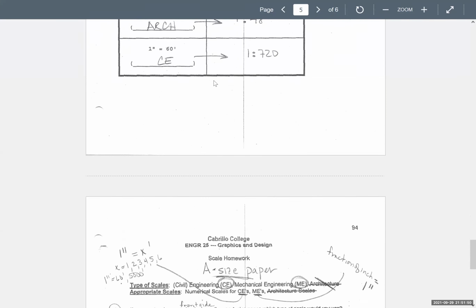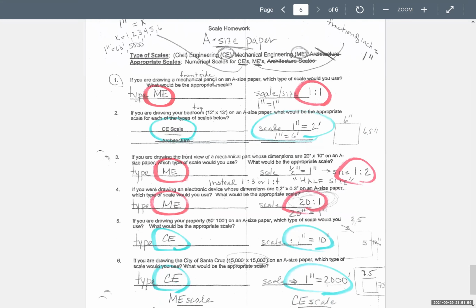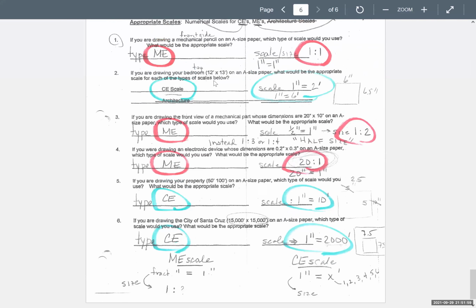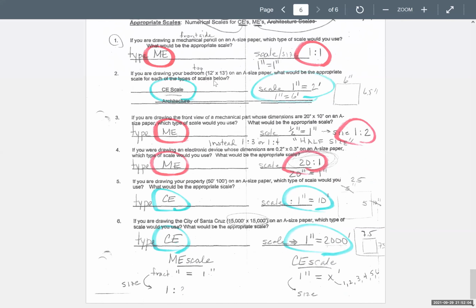Okay. And then the last sheet we worked on, I gave you 6 different scenarios, and I'm going to just have you read them for now. Each one of the scenarios tells you that you want to draw something, and you first had to determine whether it was going to be a mechanical or a civil scale. So you had to write the type of scale. And then you determine what the scale would be to fit it on your drawing.